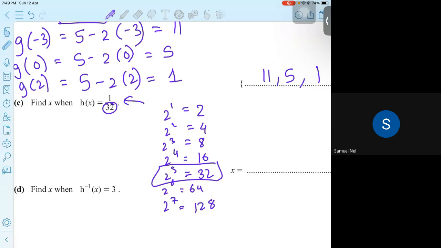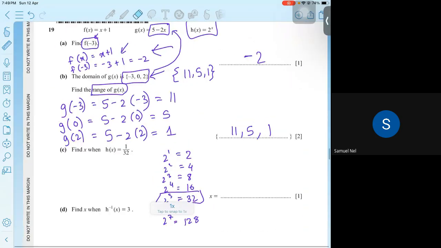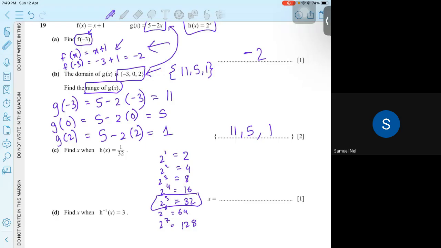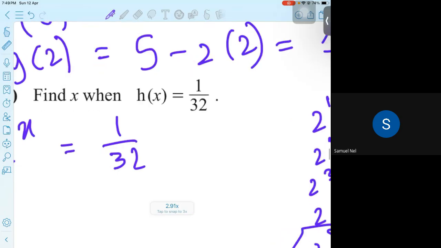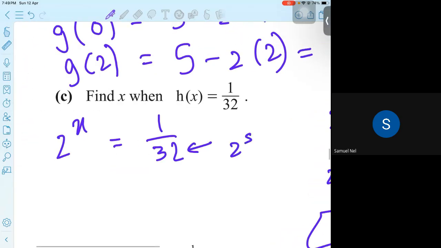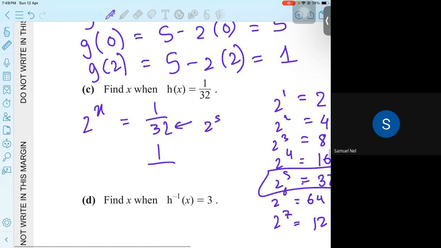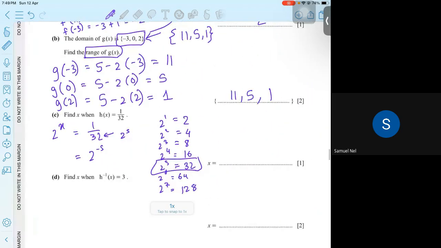I would have to use this somehow. Okay, let's see. So find x when h(x) is 1 over 32, right? So h(x) was 2 to the power x, right? So 2 to the power x equals 1 over 32. And like I just said, this means 2 to the power 5, right? So 1 over 2 to the power 5. Another way of writing this is just saying 2 to the power -5, right? Are you all with me? Whenever I have a negative sign in my power, it just makes the whole number go to the denominator, right?